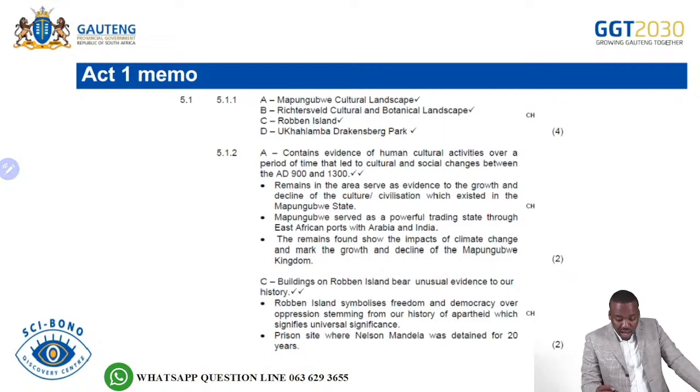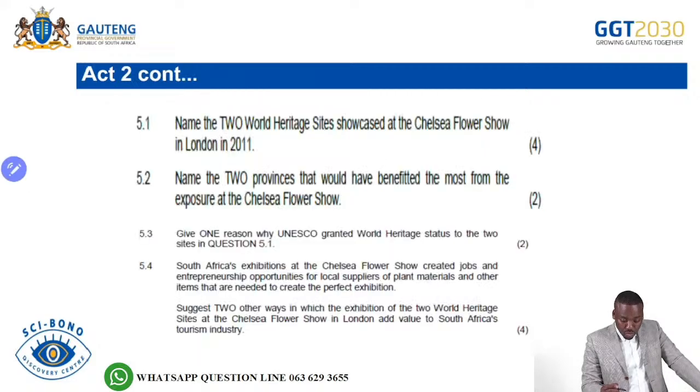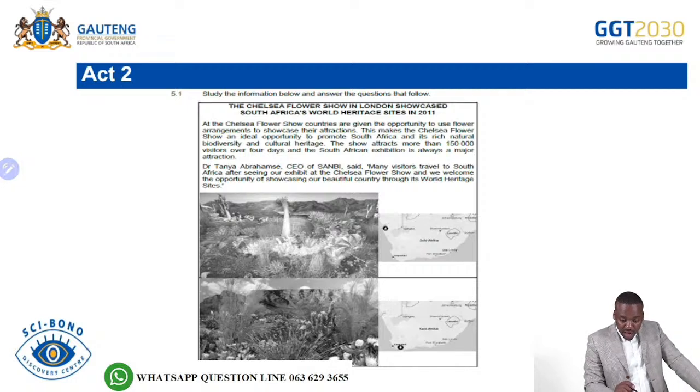A quick one on the second one. Okay, there's the memo. A is Mapungubwe. Remember, I said the names must be correct. B was Richtersveld. C was Robben Island. D was Ukahlamba or Drakensberg Park. Be very careful there. Then here, remember it is part of that criteria. You need to know it. Another question again, you will see there, here is a case, study the information, you read very nicely, then again you see, oh, the flowers and so on, but you must read all the information.